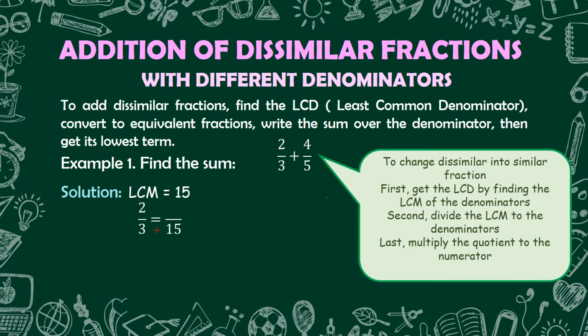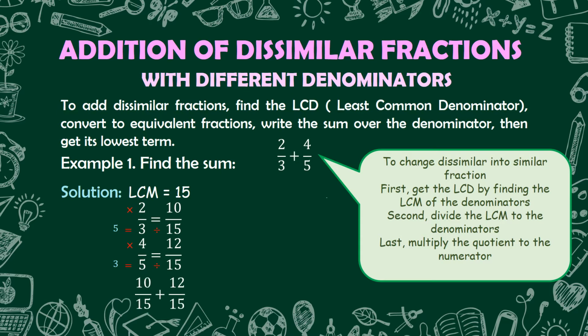So we will have 15 divided by 3 is equal to 5. Then 5 multiplied by 2 is equal to 10. So 2 over 3 will have the equivalent fraction 10 over 15. For 4 over 5, we will have 15 divided by 5 is equal to 3, and 3 times 4 is equal to 12. So 4 over 5 is equivalent to 12 over 15.